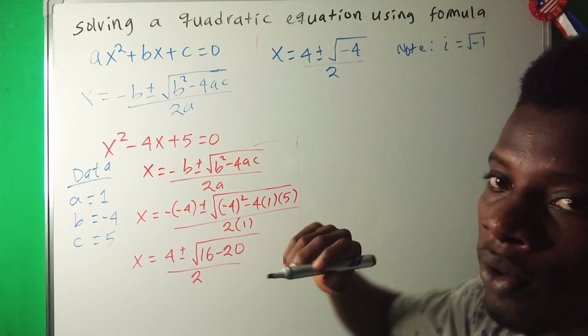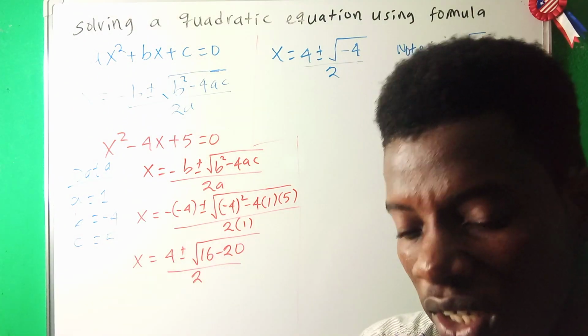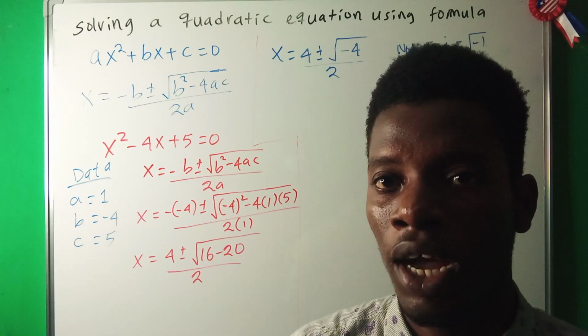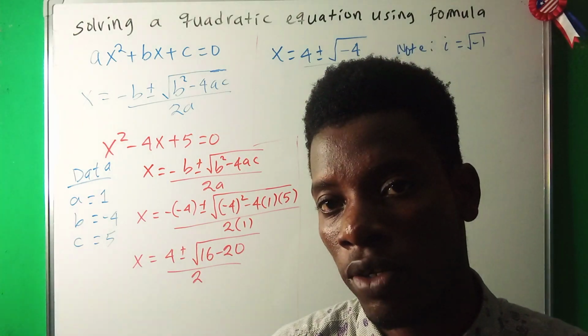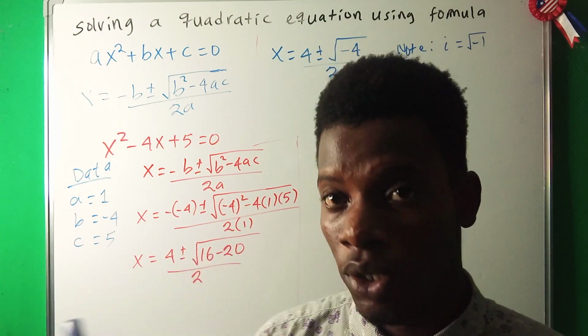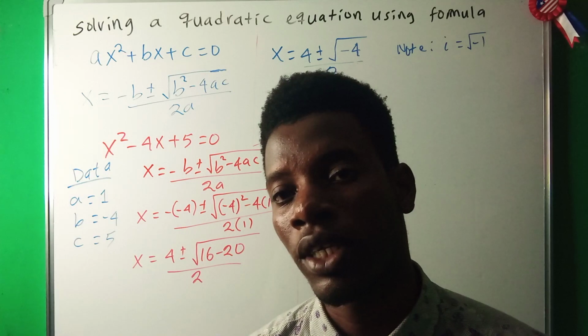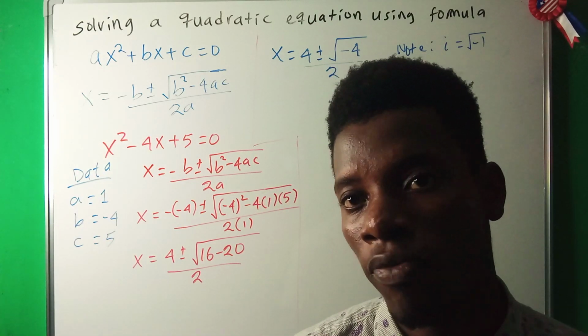This i is called iota, and it was introduced because mathematicians realized that they were not finding the square root of negative numbers. So i was invented so that we can define the square root of negative numbers. And this definition led to a whole number system called the complex number system, which we'll explain in upcoming videos.